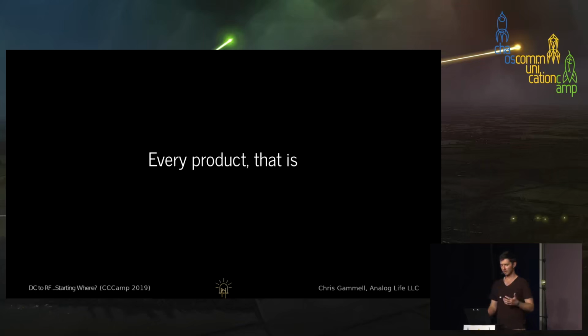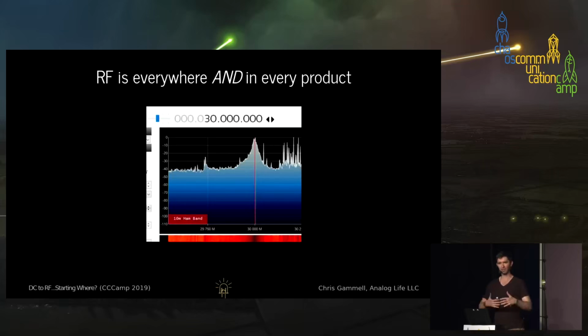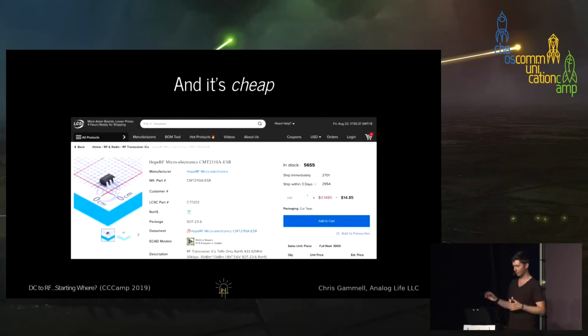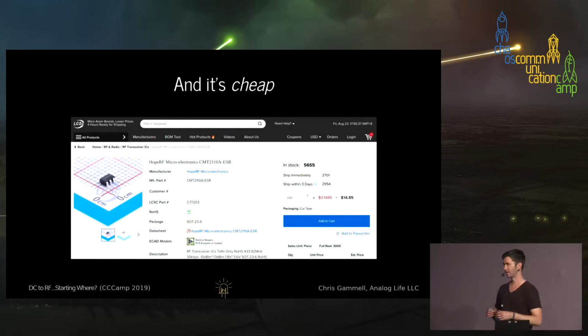RF's in everything. Of course, RF is actually everywhere as well, right? We're always surrounded by signals, but every product has it as well. And it's super cheap these days. And so this is a chip I've been talking about lately. This is like a little 433 megahertz transmitter, and it's 15 cents if you buy 100 of them. I mean, these are levels of cheapness that are like, you could throw it in anything.